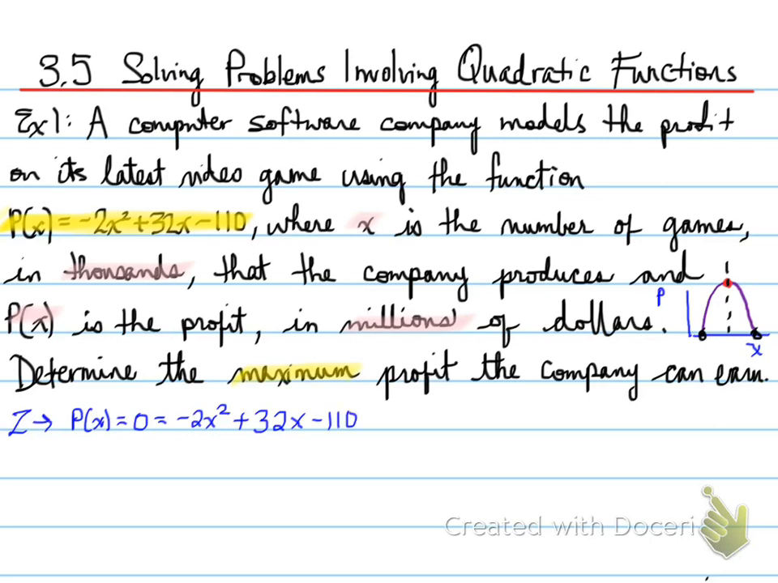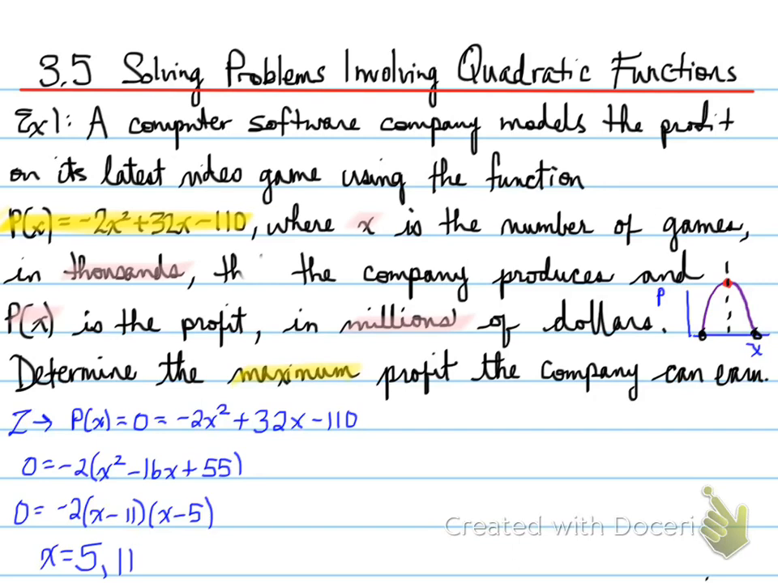When we find the zeros by factoring, so common factor first, we take the negative 2 out of each piece. We divide out negative 2, negative 2, negative 2. We get this. And now we're going to factor the inside. What two numbers multiply to give you 55 and add to give you negative 16? That is negative 2 times x minus 11 times x minus 5. So what we've got here is x minus 11 times x minus 5. The x values are going to be 11 and 5.